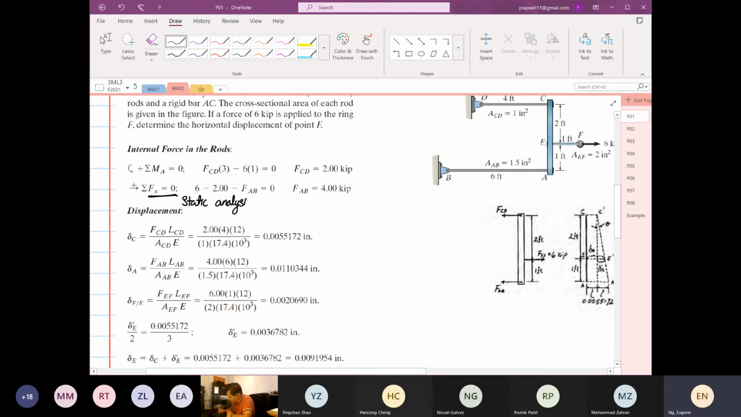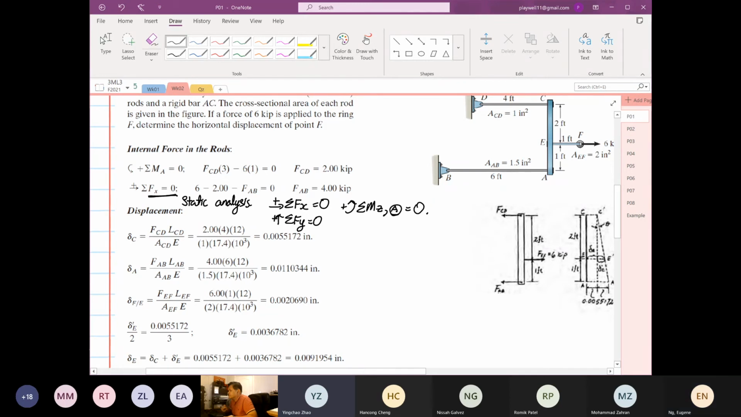So what they are carrying out in static analysis is that you always carry out the summation of forces in X is equal to 0, summation of forces in Y is equal to 0, and summation of moment in the Z direction at a particular point, for example, point A, is equal to 0. Does that make sense to you now?